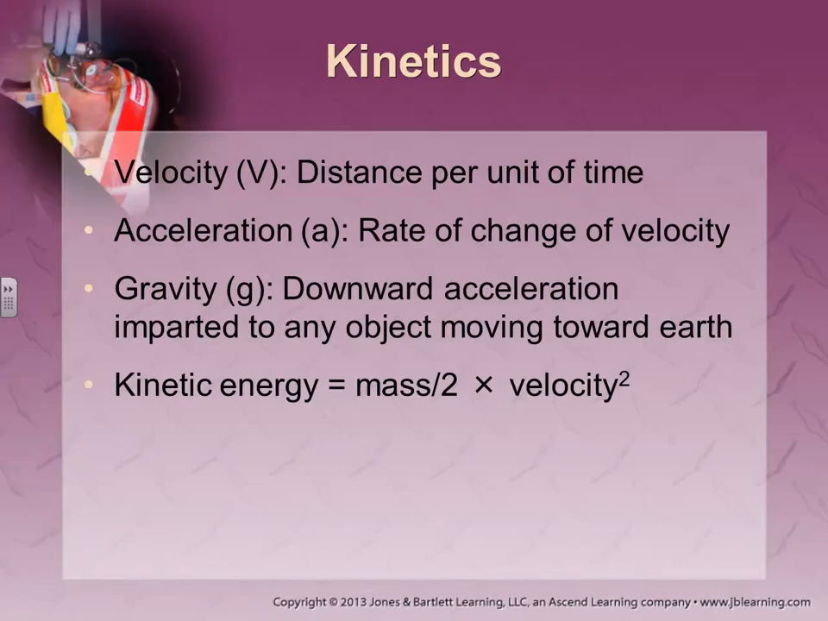Just some terms here. Velocity is distance per unit of time. Acceleration is your rate of change of velocity. Gravity, we all know what gravity is. It's the downward acceleration imparted to any object moving toward Earth. Then you've got your formula for kinetic energy. Now, of course, I'm not going to expect you to do all these physics formulas. You're not going to do that out in the field. But you need to understand that the dissipation of kinetic energy involves the size and how fast that object was going.